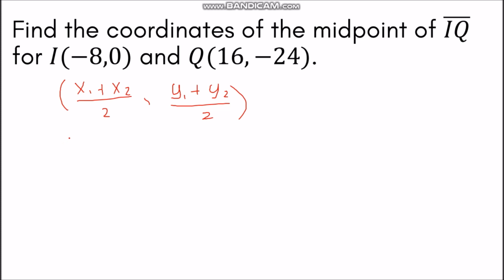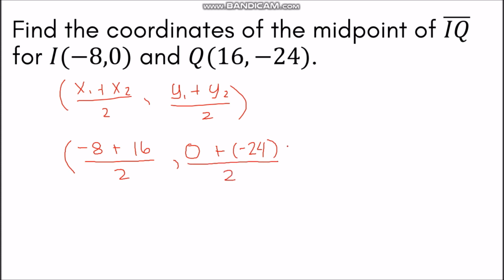So what we will do now is substitute. I will be my first point and Q is the second point. That means x sub 1 is negative 8 and my x sub 2 is 16, then divided by 2. For y, my y sub 1 is 0 and my y sub 2 is negative 24, then again divided by 2.